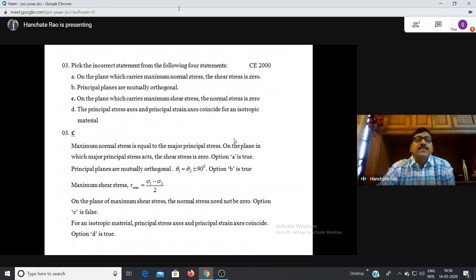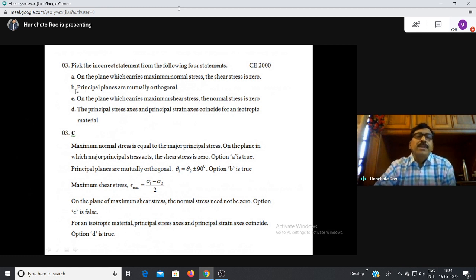So first of all, let us see the first statement. On the plane which carries maximum normal stress, the shear stress is 0. The maximum normal stress is the major principal stress, so the plane carrying the major principal stress is the major principal plane. Principal plane means there is no shear stress. So statement A is correct.